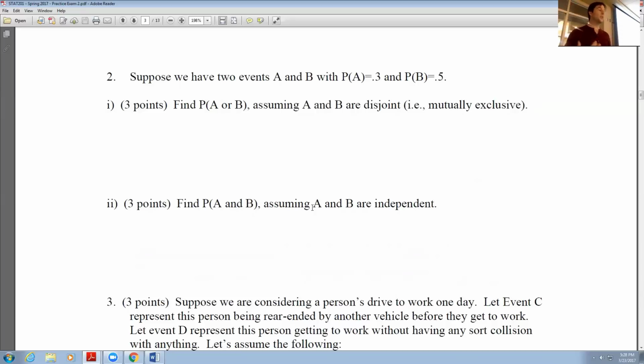When things are disjoint, like grades in a class, maybe this is an intro class, maybe it's intro to basket weaving, and the probability you make an A is 30%, the probability you make a B is 50%. Can you make an A in the class? Can you then also make a B? Those are disjoint. There are events that are not disjoint, though.